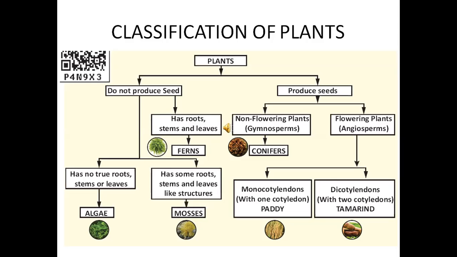Gymnosperm plants, for example, coniferous. In angiosperms, there are two types: monocotyledonous with one cotyledon, and dicotyledonous with two cotyledons. For example, paddy is monocotyledonous and tamarind is dicotyledonous.